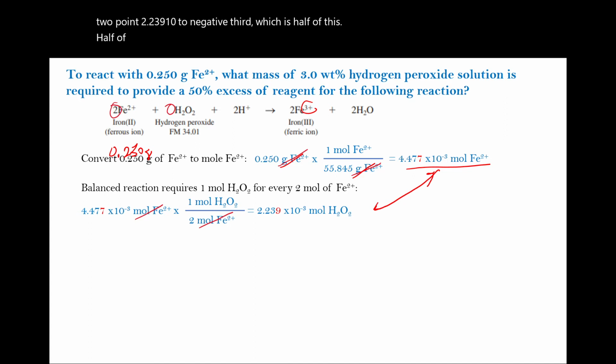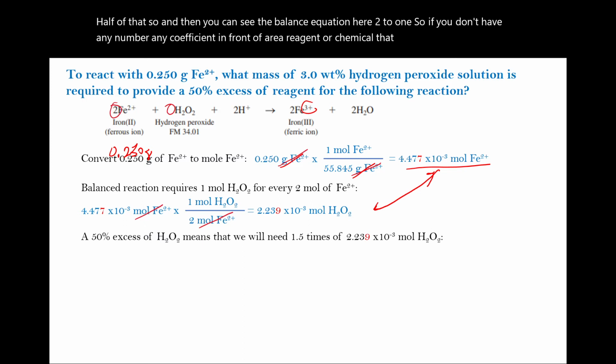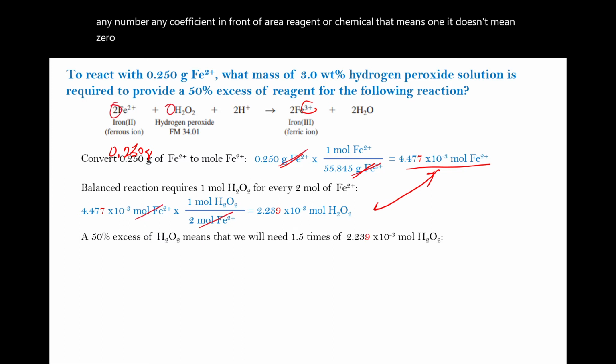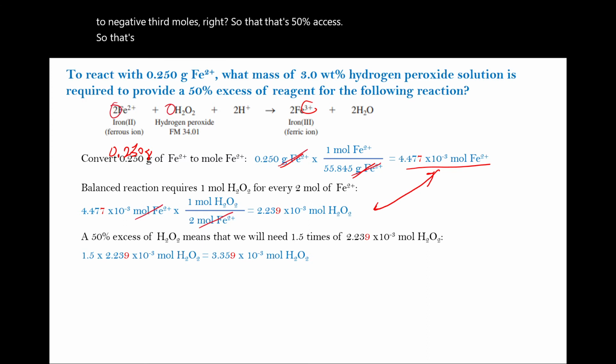You can see the balanced equation here is 2 to 1. If you don't have any coefficient in front of a reagent or chemical, that means 1. It doesn't mean 0. So a 50% excess of hydrogen peroxide means that we will need 1.5 times 2.239 × 10^-3 moles, right? So we multiply it by 1.5, and you come up with 3.359 × 10^-3 mole of hydrogen peroxide.